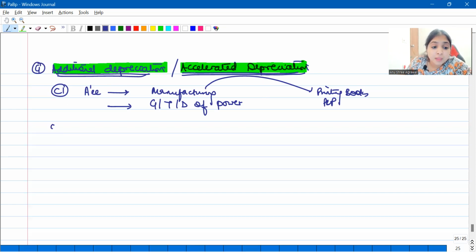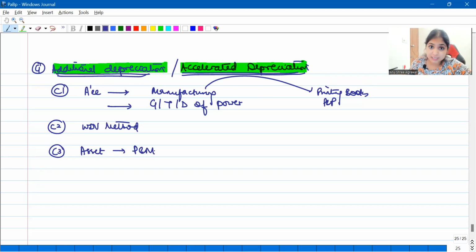First condition done. Second condition, this assessee must be following the WDV method of depreciation and not the SLM method. Condition number 3, the asset should be plant and machinery and not furniture, not building, not intangibles. Condition number 4, the asset should be plant and machinery, but it should not be one of the ineligible assets.